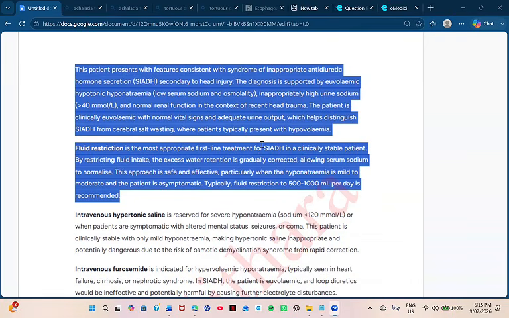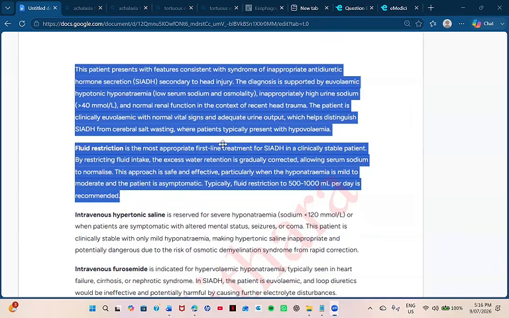So fluid restriction is the most appropriate first-line treatment for SIADH in a clinically stable patient. By restricting fluid intake, the excess water retention is gradually corrected, allowing the serum sodium to normalize, right? This approach is safe and effective, particularly when the hyponatremia is mild to moderate and the patient is asymptomatic. Typically fluid restriction to 500 mL to 1 liter per day is recommended, right?